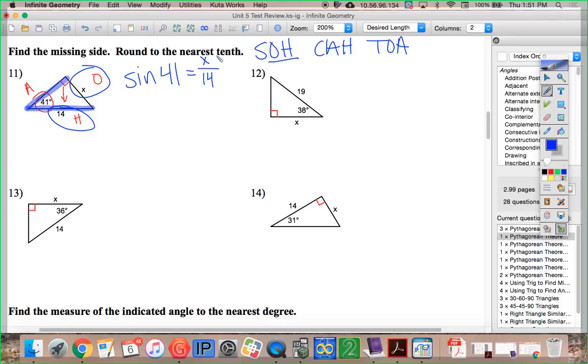When the variable's on top, you multiply. So you should be typing in your calculator 14 sine 41. And you should get 9.2 once you round it.